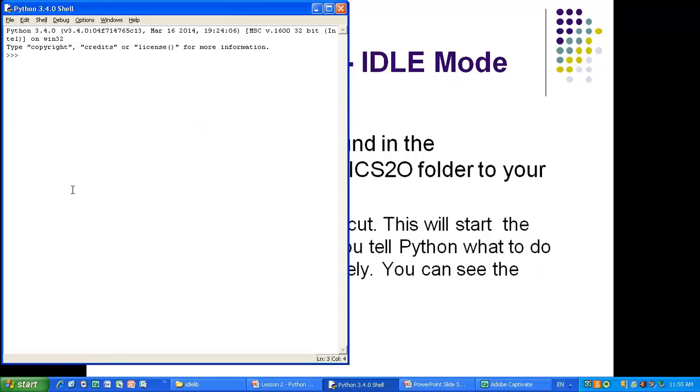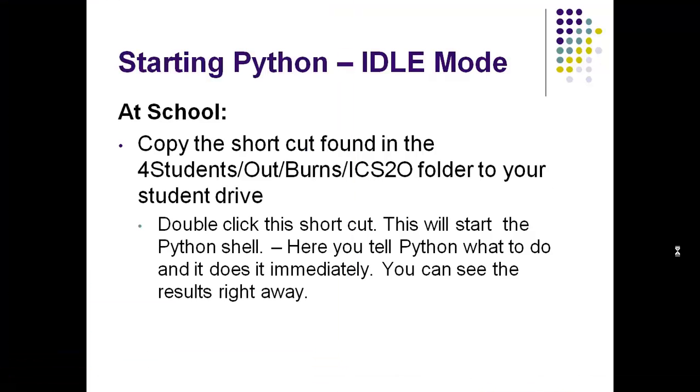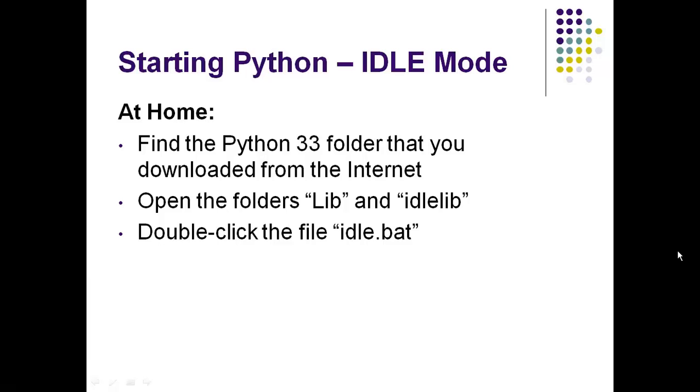Okay, so this is the shell environment we're going to look at. You can access the same thing at home by finding the folder where you downloaded the content from the internet. Inside that folder, you're going to find a lib folder, and inside that one, an idle lib folder. Inside there, you're going to find the idle.bat file and open it just like you would at school.